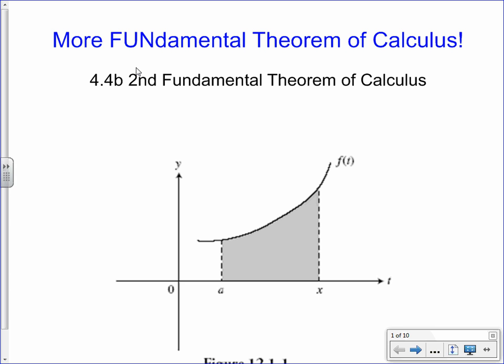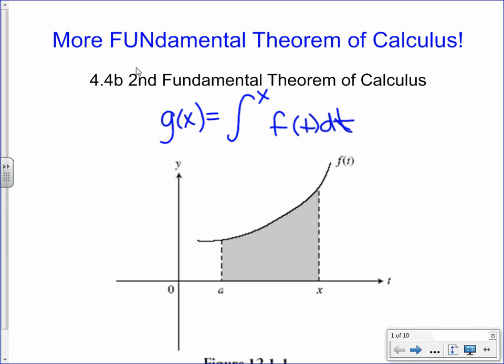Okay, so let's look at this picture right here. Nope, it's G of X. Shouldn't it be A to X? Nope. Oh, well, yeah.